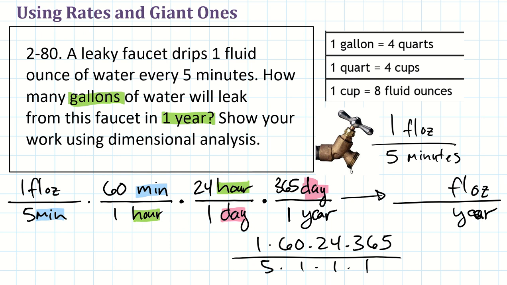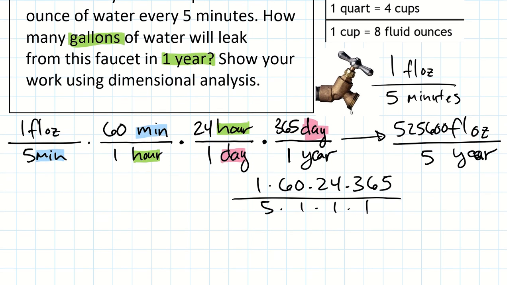So if I do that arithmetic, I believe I have 5,000, no, I'm sorry, 525,600 fluid ounces per 5 years. And if I divide that by 5 and express it as a unit rate, we end up getting 105,120 fluid ounces, FLOZ, per year. So this is now where I'm going to begin for the next part of this problem, right?